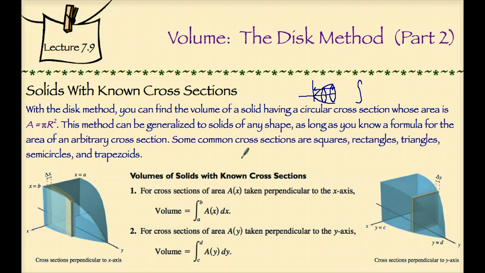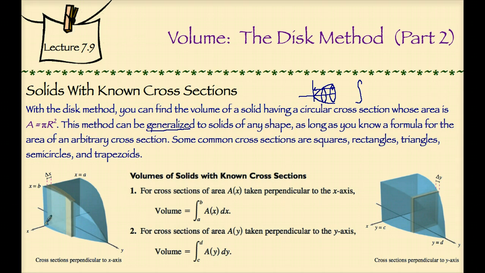The method that we used before can be generalized to solids of any shape, as long as you know a formula for the area of an arbitrary cross-section. Some common cross-sections are squares, rectangles, triangles, semicircles, and trapezoids.